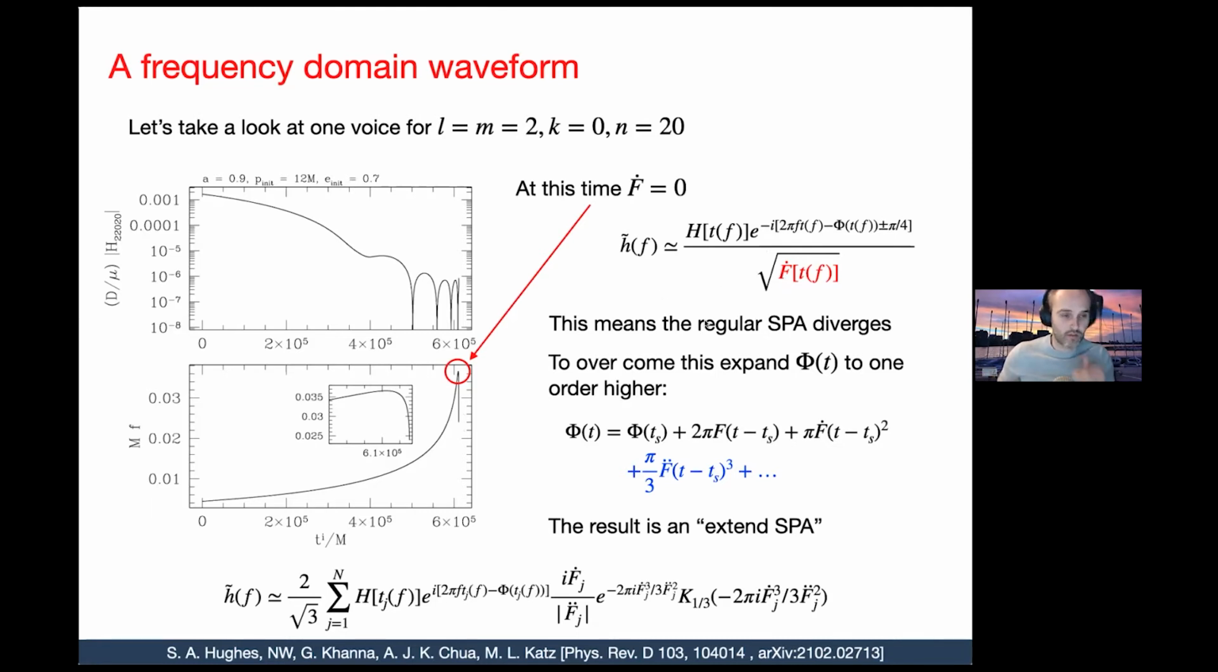And so that means if you just try and apply the regular stationary phase approximation to these waveforms, which has been done in many gravitational wave contexts, it actually diverges at this point in the strong field. And that can be overcome. Actually, the way you do it is by extending the stationary phase approximation to higher order, and that's something we do in this work. We extend it to the next order. We get a new, more complicated version of the stationary phase approximation.